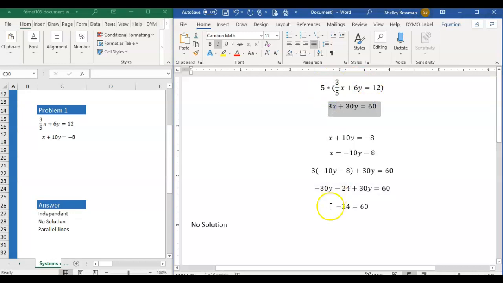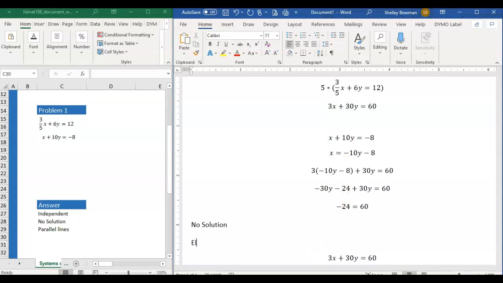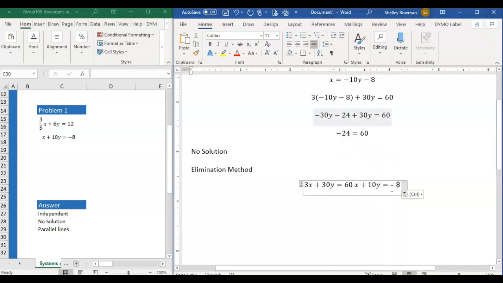But I'm going to copy and paste it down here for the elimination method. Okay, and then we're going to take this one and copy and paste it down here. Oops. There we go. And then I'm just going to pick one of these variables. It doesn't matter which one.